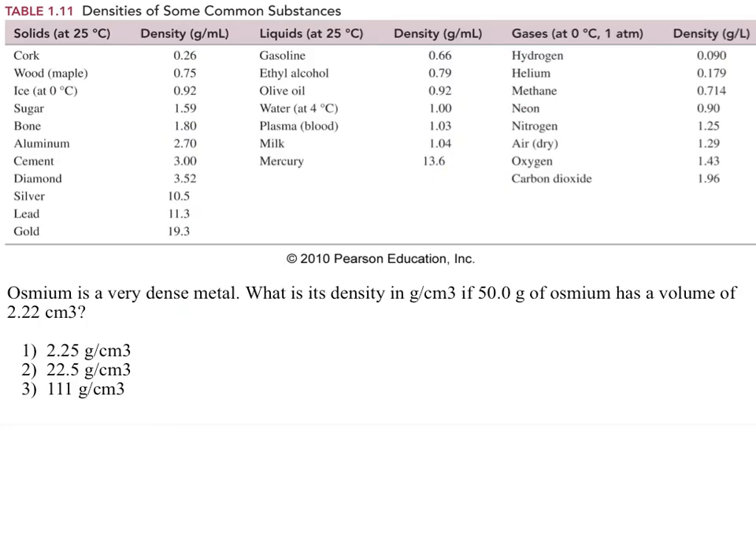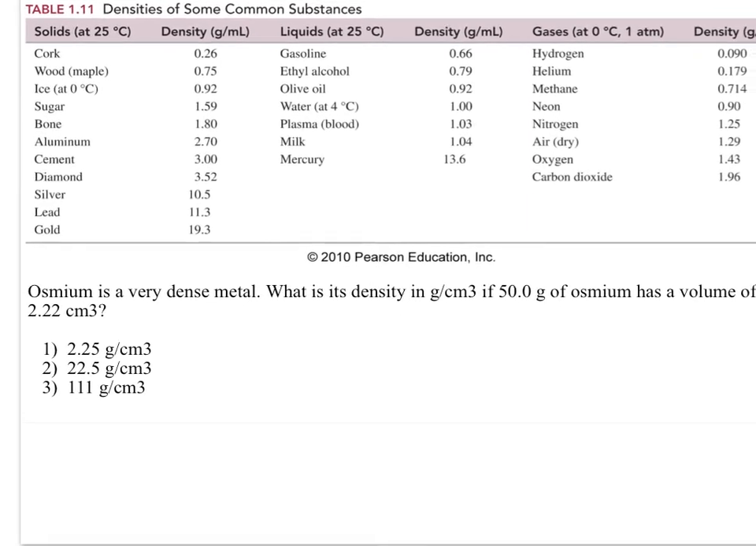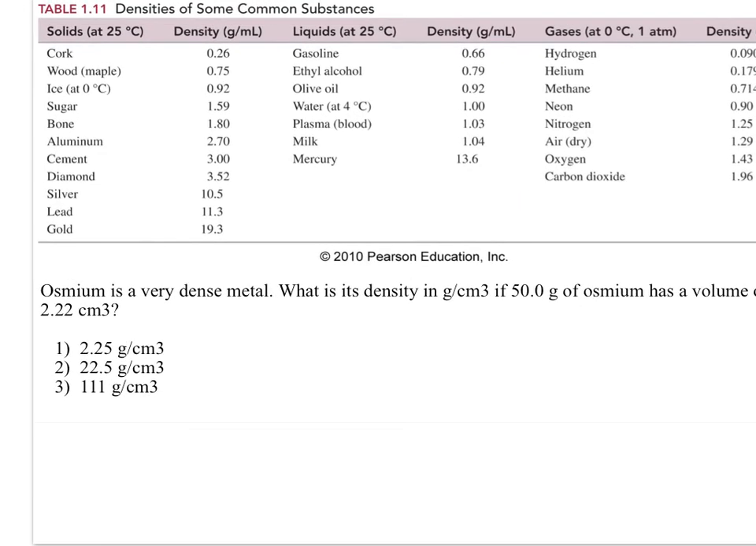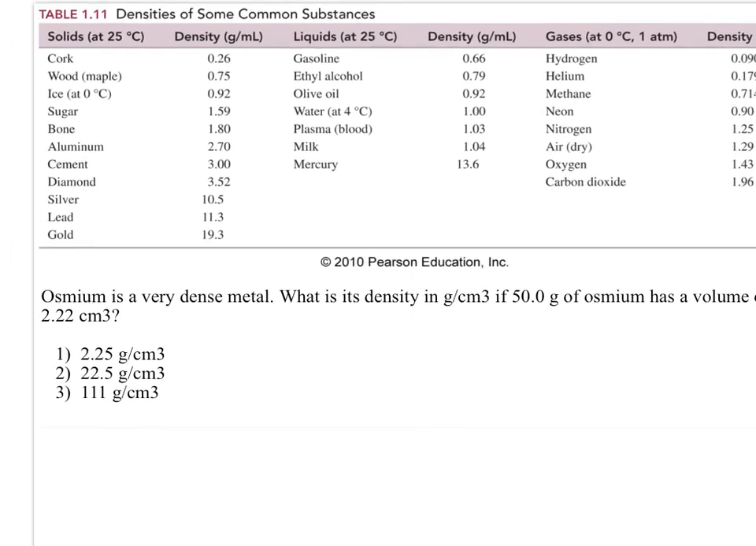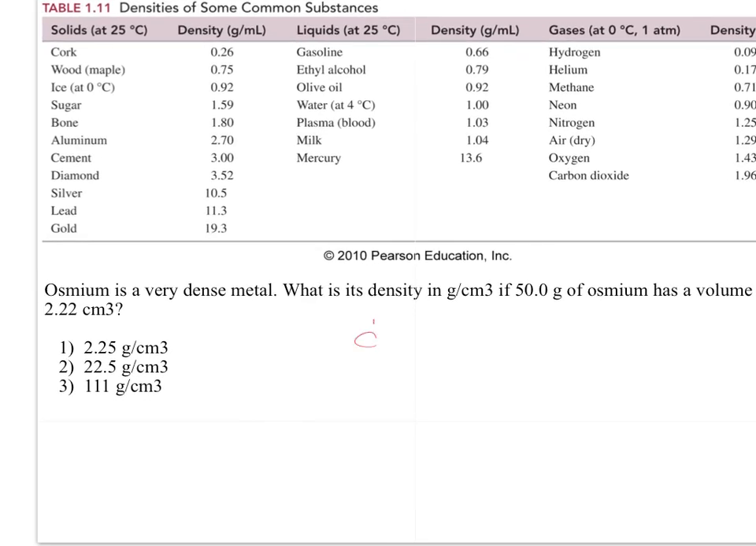Here are some densities of very common substances. You can kind of look at them all, go, okay, yeah, big deal. We need this when we're working problems, okay? So, oftentimes, osmium is a very dense metal. What is its density in grams per cubic centimeter if I have a mass of 50 grams with a volume of 2.2 cubic centimeters?